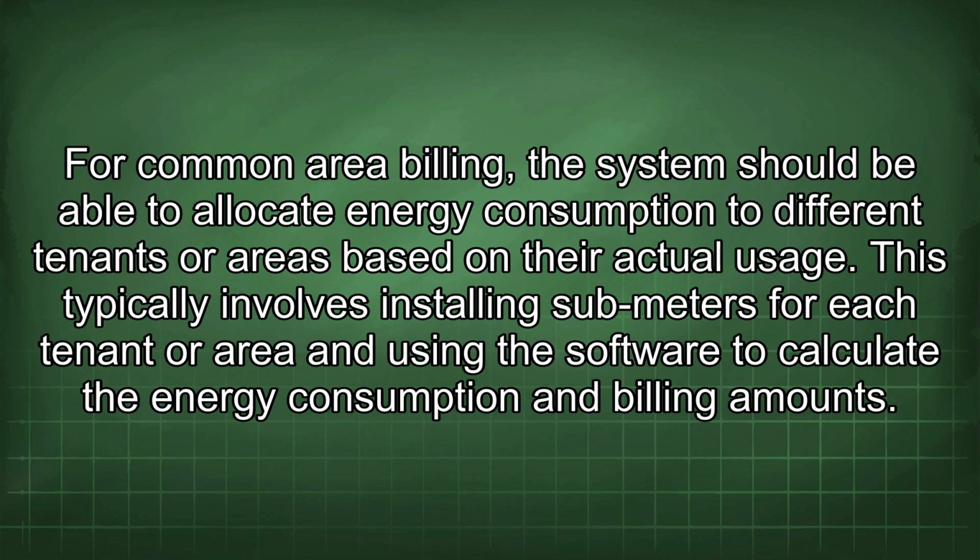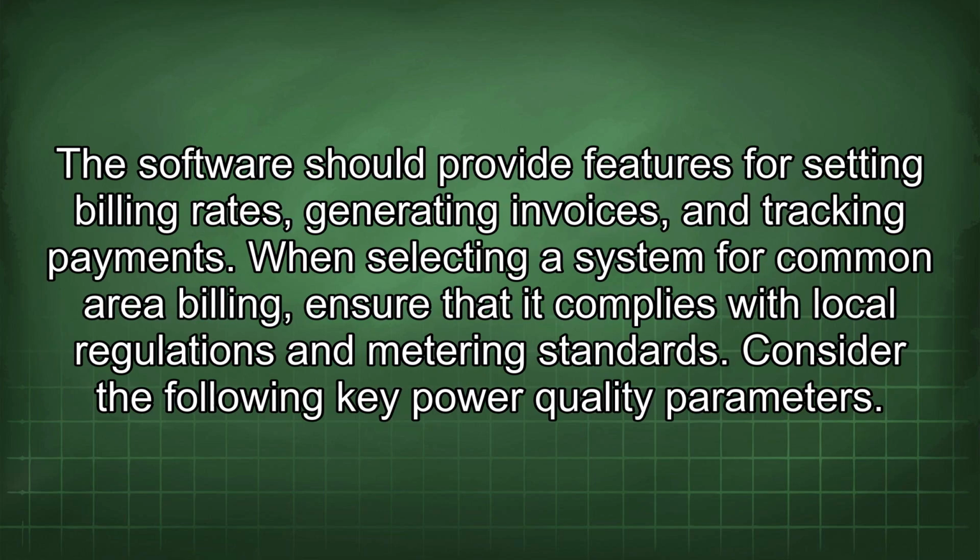For common area billing, the system should be able to allocate energy consumption to different tenants or areas based on their actual usage. This typically involves installing sub-meters for each tenant or area and using the software to calculate the energy consumption and billing amounts. The software should provide features for setting billing rates, generating invoices, and tracking payments. When selecting a system for common area billing, ensure that it complies with local regulations and metering standards.